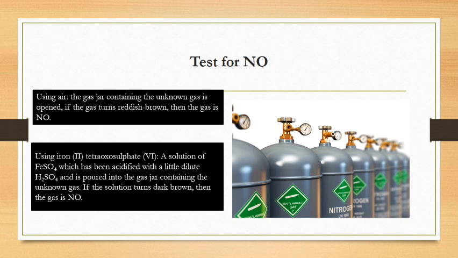When we say acidified, it simply means that after preparing the solution of the FeSO4, you add a little drop of H2SO4 to it, so it becomes acidified. Now this acidified solution can then be poured into the gas jar containing the unknown gas. The expected result is that if the gas turns dark brown, then the gas is nitrogen 2 oxide, that is NO. So that's the test for nitrogen 2 oxide.